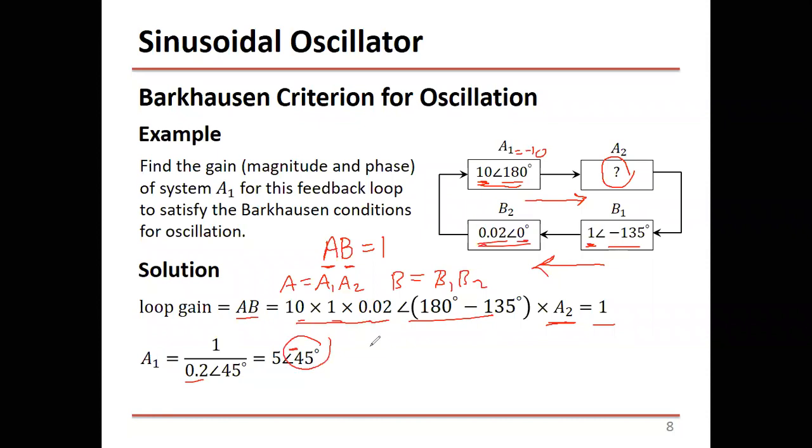So if you design A2 to be a filter with a gain of 5 and a phase response of negative 45 degrees at this frequency, at whatever frequency you are working at, because this is the gain at a certain frequency. This is not the gain as a function of omega, it's at a certain omega.